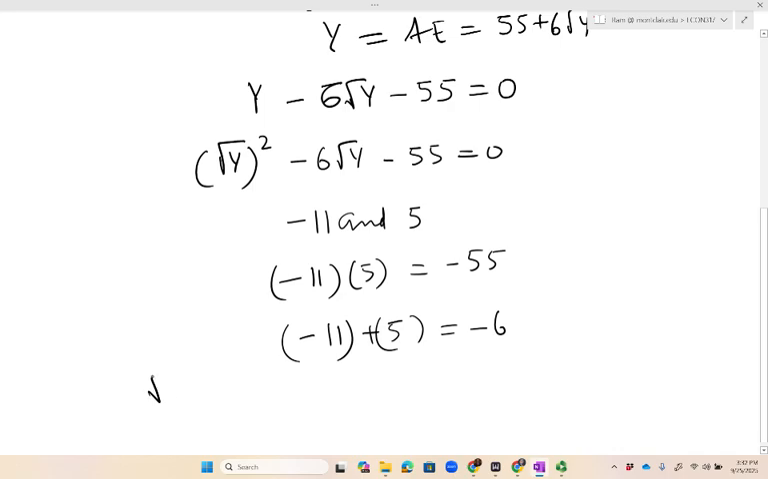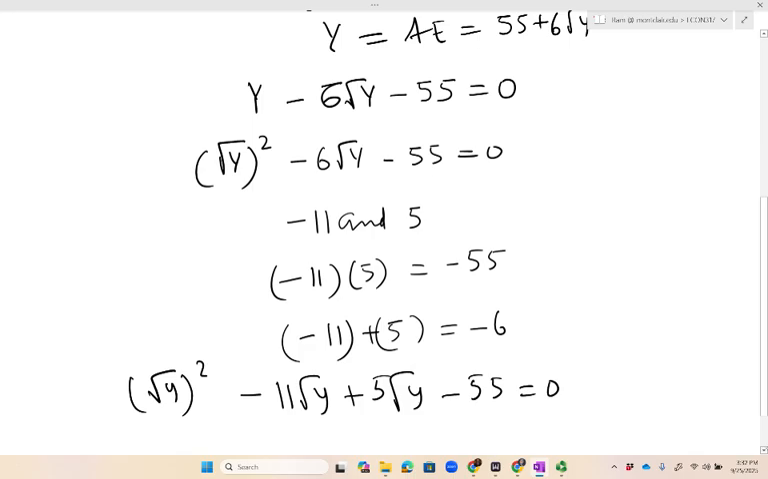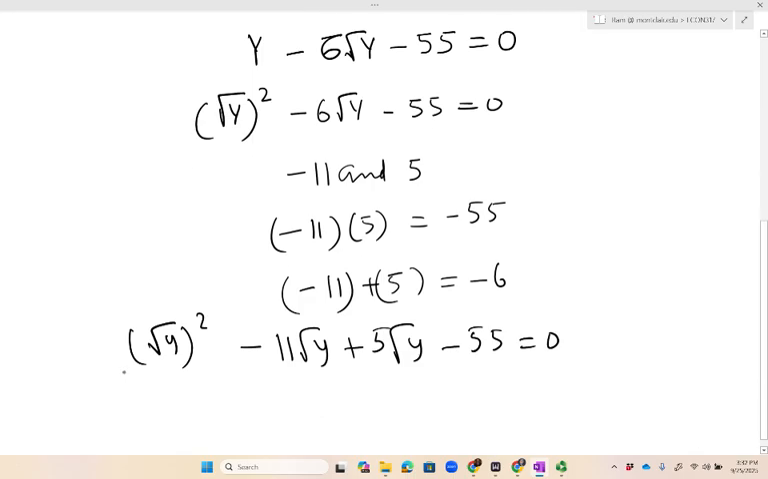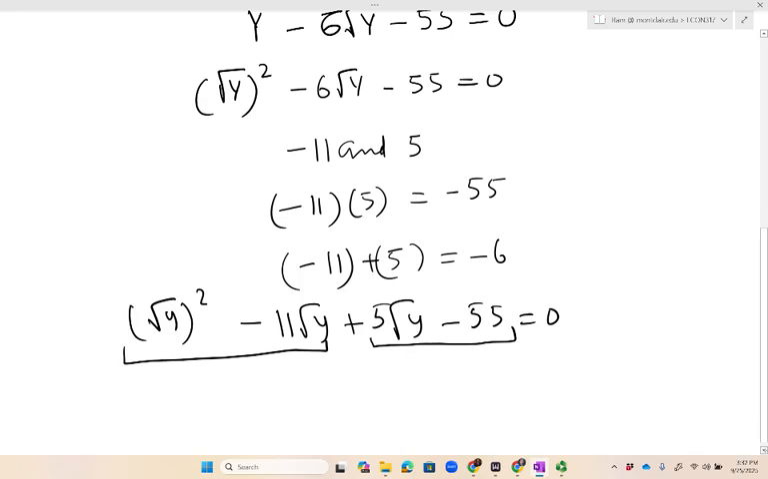So that gives us these two factors for the equation at hand. I will rewrite it. I will write root y square, and I will rewrite minus 6 root y to be minus 11 root y plus 5 root y. You can see added together they lead to minus 6 root y. Then I have minus 55 equal to 0. Now we can find common terms between the first two, similarly common terms in the next two, and see whether we are able to factor this equation.